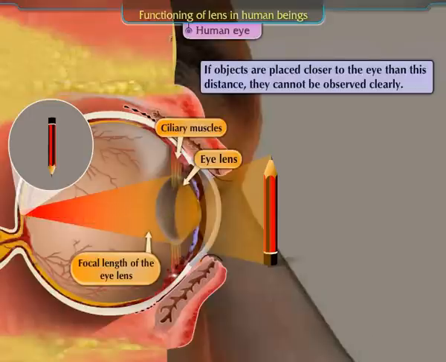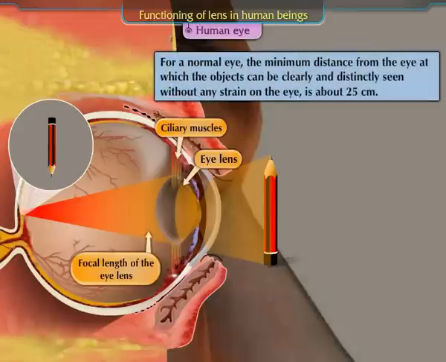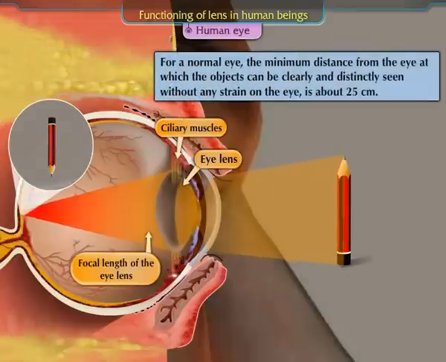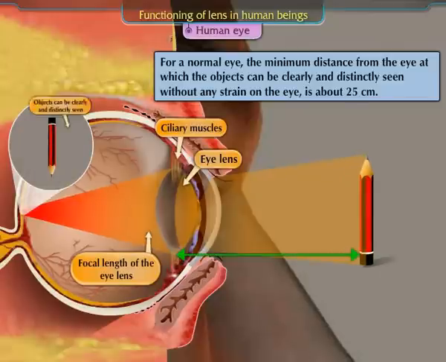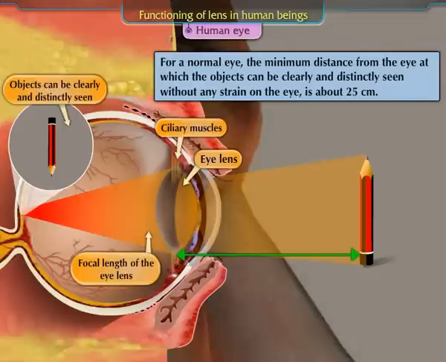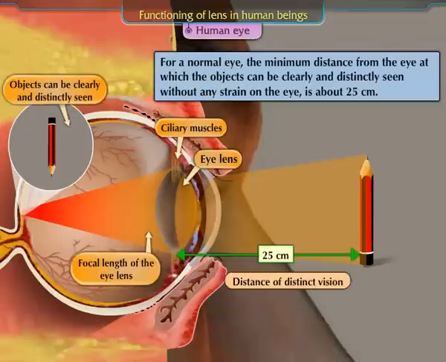If objects are placed closer to the eye than this distance, they cannot be observed clearly. For a normal eye, the minimum distance from the eye at which the objects can be clearly and distinctly seen without any strain on the eye is about 25 centimeter. This distance is known as the distance of distinct vision.